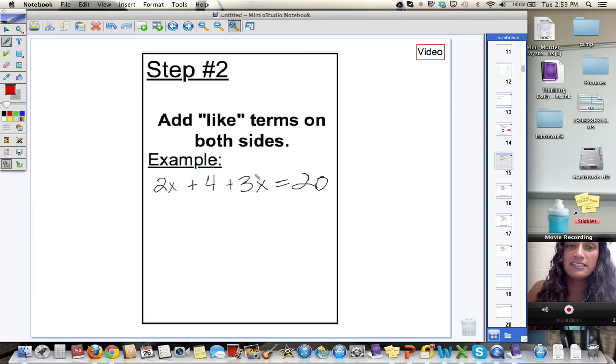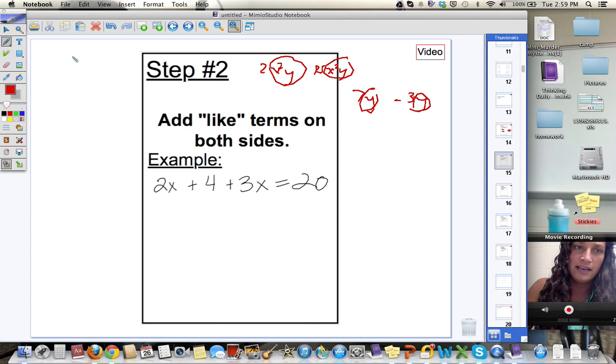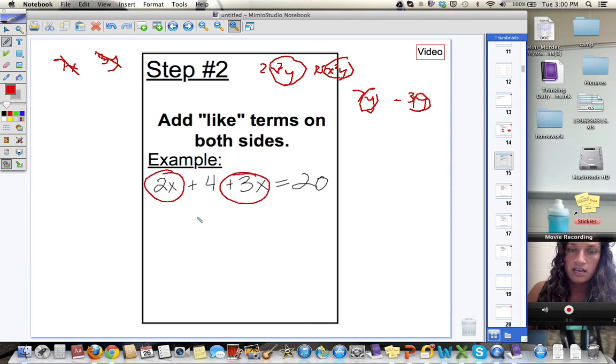Step 2, add like terms on both sides. Like terms would be like 7y and negative 3y because they both have a y to the first power. 2x squared y and 15x squared y are like terms because they both have x squared y. But 7x and 3y are not like terms because one's an x and one's a y. So here, my like terms are 2x and 3x. They're both positive, so I'm going to add them. That gives me 5x. I still have plus 4 equals 20.